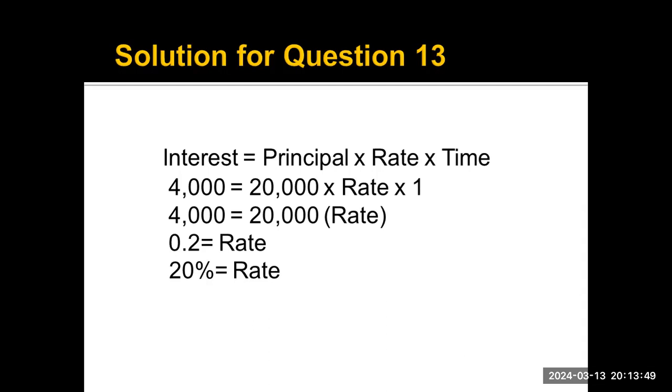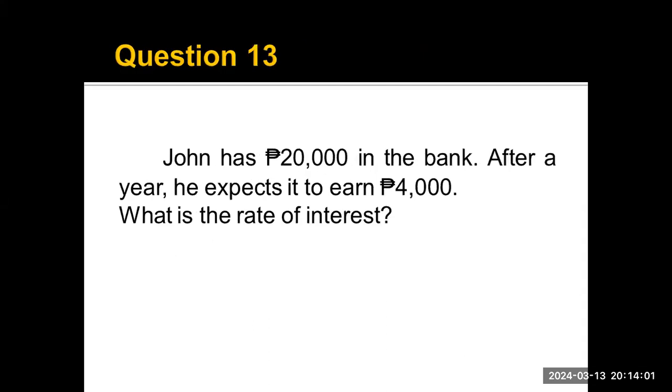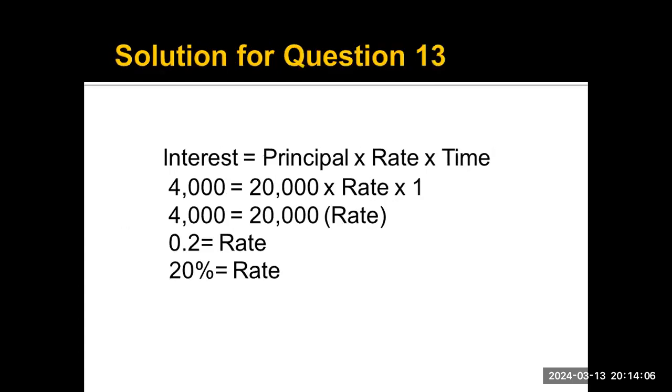So according to the problem, our target interest is 4,000. The principal is 30,000, times rate, we do not know the rate, times 1, which refers to the words "after a year," a singular quantity. Notice that it is only the rate that does not have an exact value. So we divide both sides of the equation by 20,000. So we have rate equals 0.2 or equal to 10%.